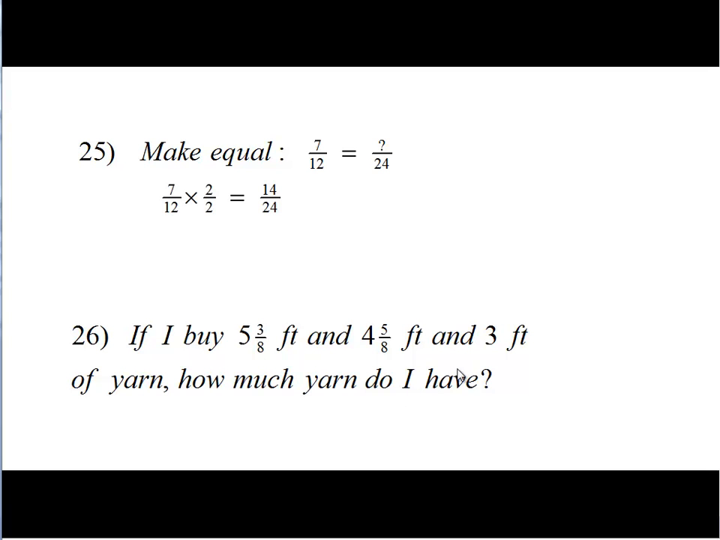All right, number 26. I buy 5 3/8 feet and 4 5/8 feet and 3. So I'm just going to add those together. Okay, if you want to convert to decimals, that's probably the quickest way. Take 3 divided by 8 on your calculator, gives you .375. Take 5 divided by 8, gives you .625. Then just type in your calculator, 5.375 plus 4.625 plus 3 gives you 13.